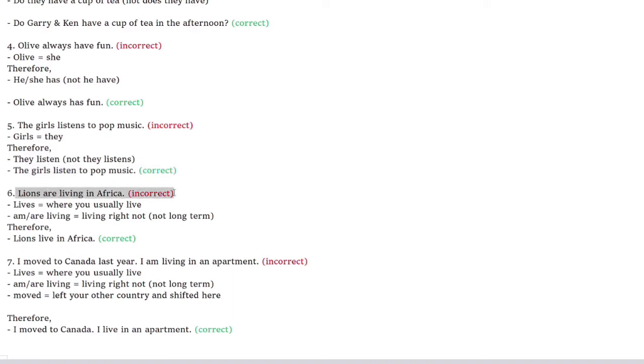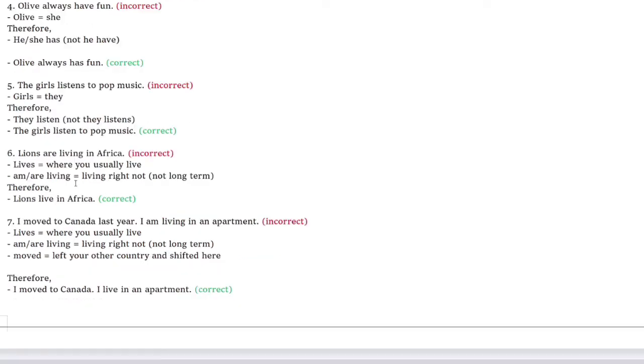6. Lions are living in Africa. Live is what? You usually live, right? Lions are always there. They aren't moving, right? So, lions live in Africa, not are living. Are living is present continuous or present progressive. That's usually used for something that isn't permanent. So lions live in Africa is a much better sentence. Makes much more sense.